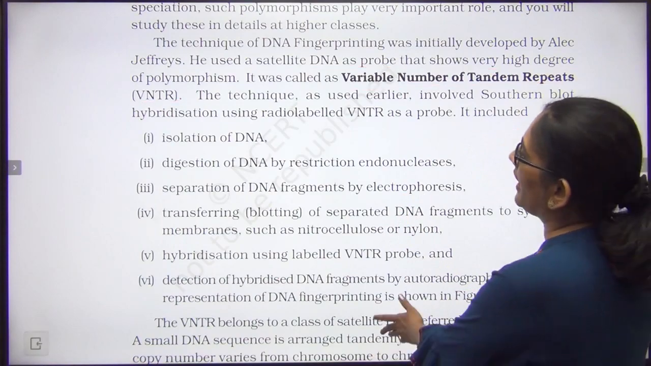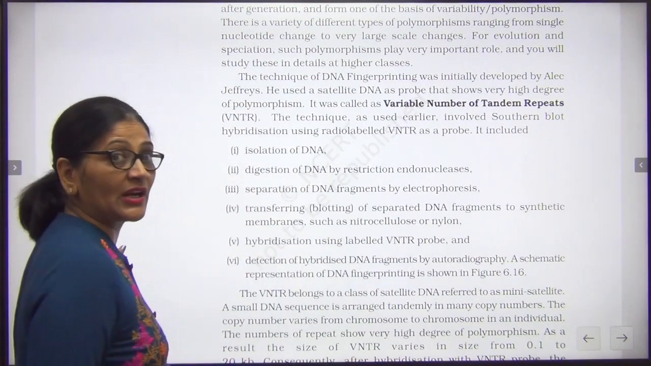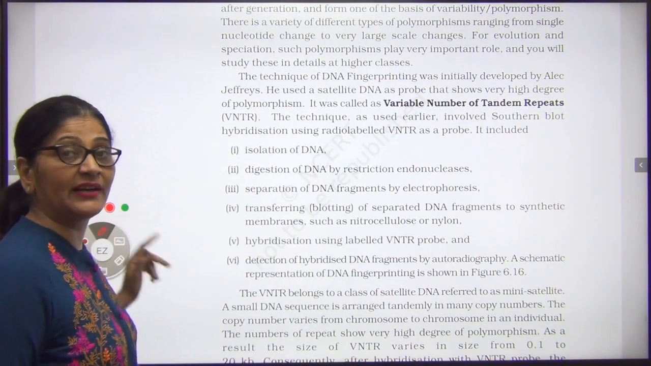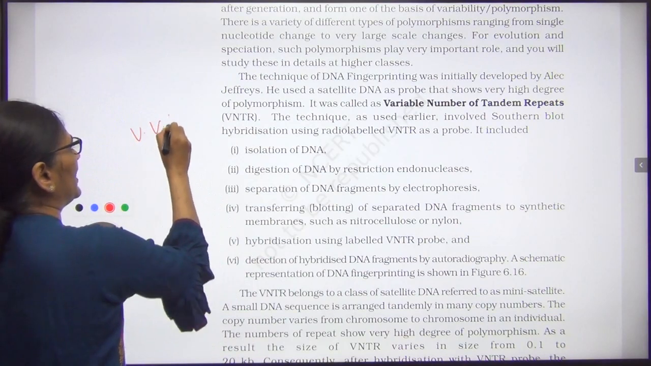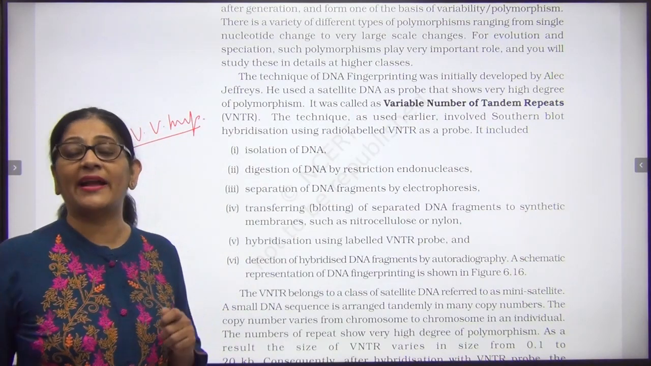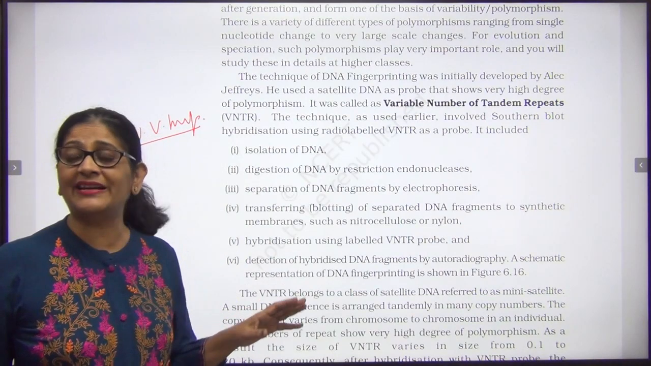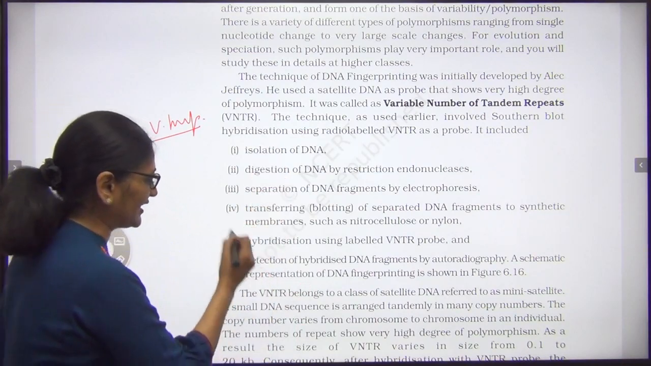You remember in my discussion, I gave you the steps elaborately. But when it comes to the school exam, let me tell you, this is a very, very important question for your board exams. And in the board exam, if you get "give the steps," please do not write anything which I have taught. Just write these 6 points.